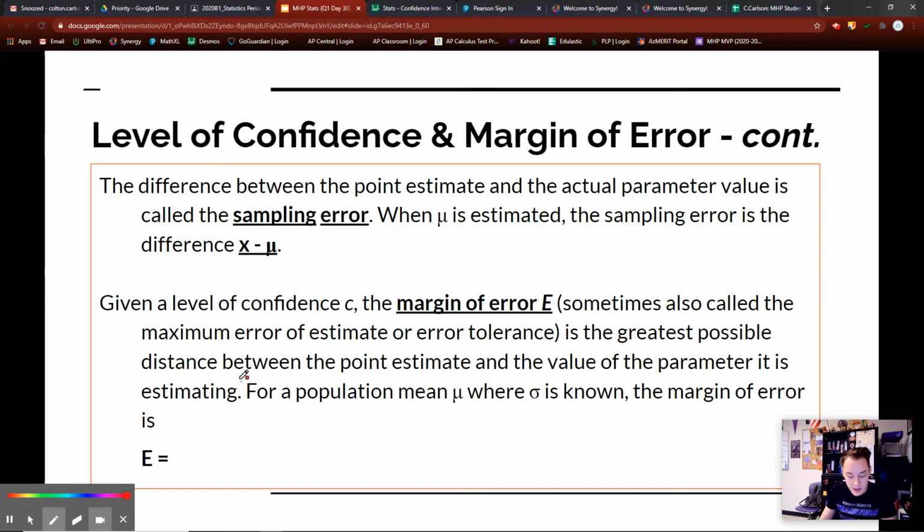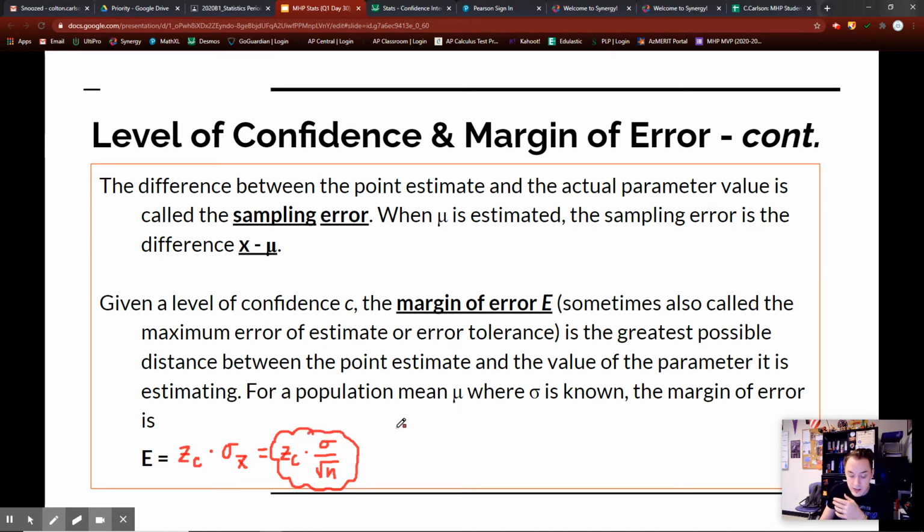E equals, and I'm going to give you this formula, E equals my z-score, sometimes called the critical value, times the standard deviation of my sample means, which equals the z-score, or my critical value, times, and then we can go a little further and say this formula. So this formula right here is the margin of error for mu, where our population standard deviation is known.